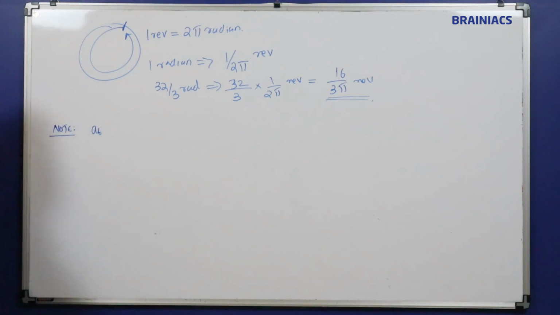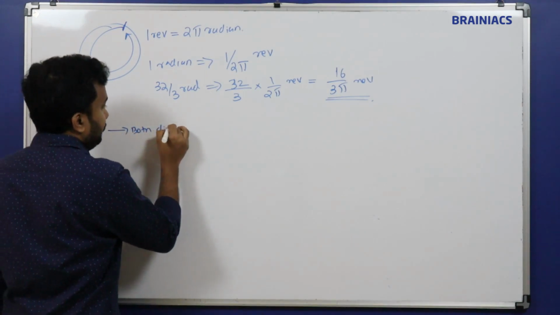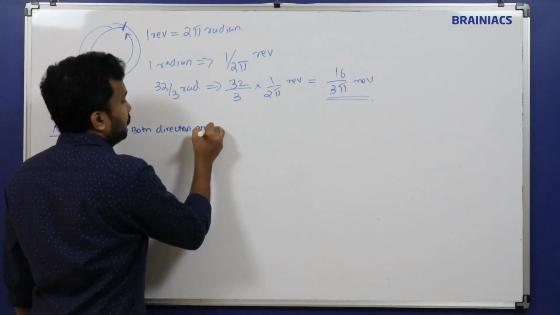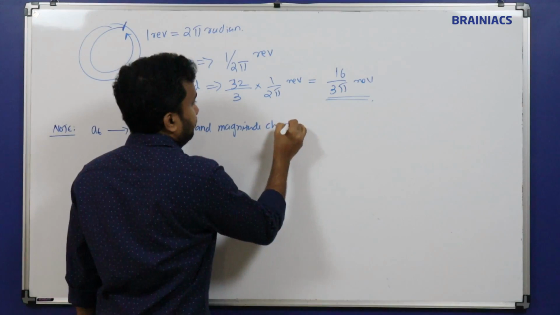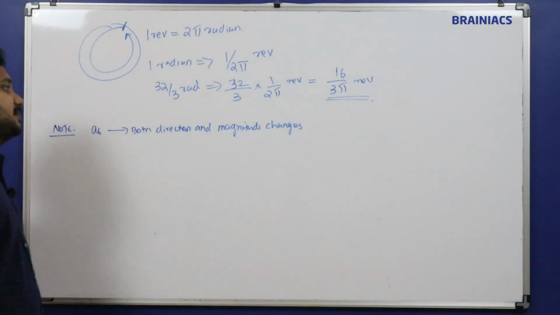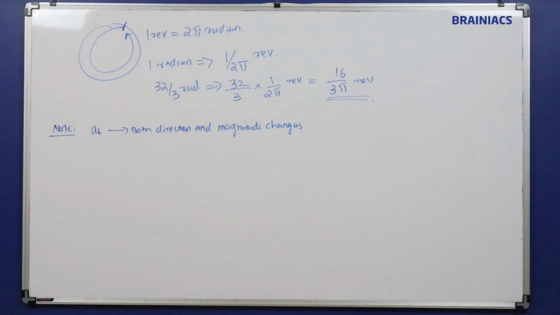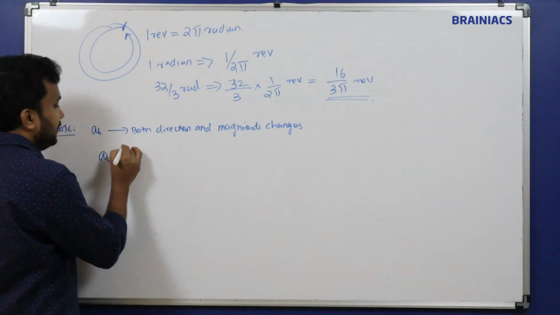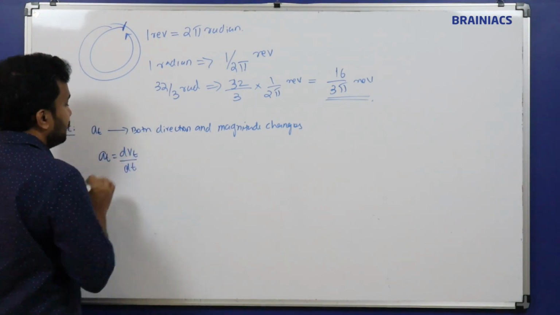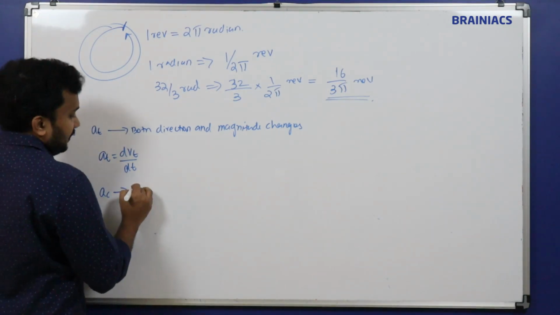In tangential acceleration, both the direction and the magnitude change. When the speed is increasing, both direction and magnitude change. So normally we write AT is equal to dVt by dt. This equation is applicable.